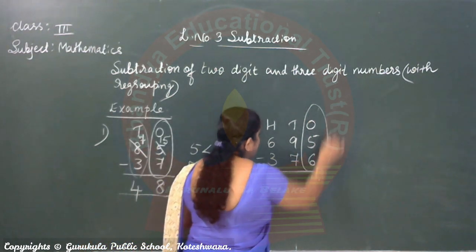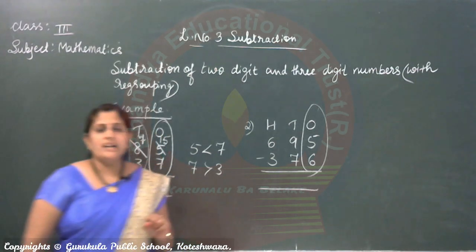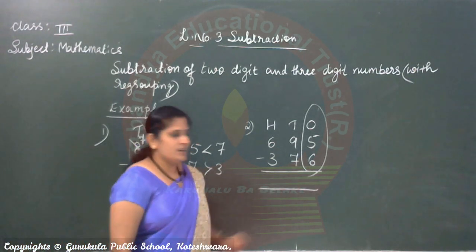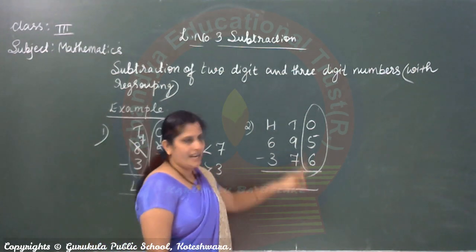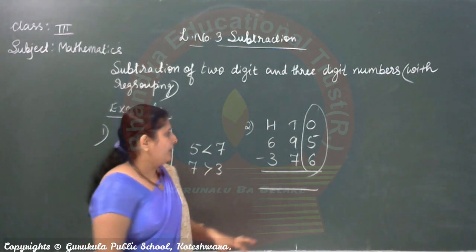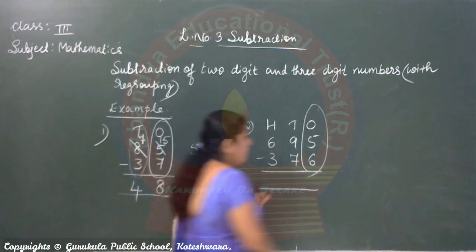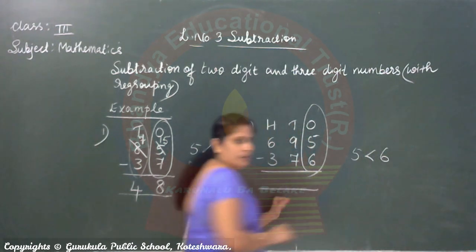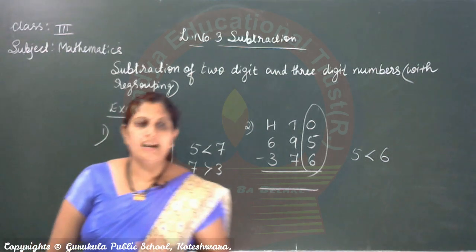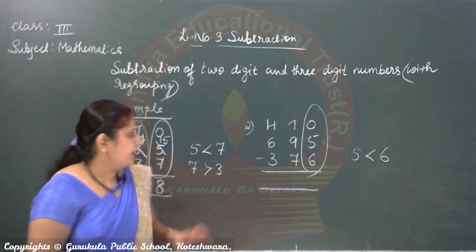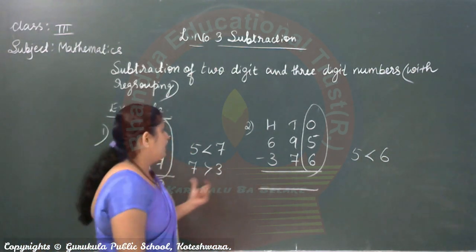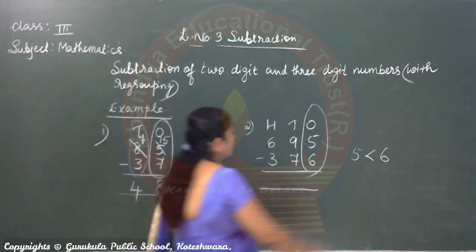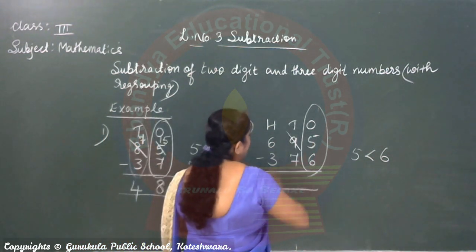Now go through the digits in the ones column. That is 5 and 6, correct? 5 is less than 6. We can't subtract. So what do we have to do? Same method. We have to borrow 1 ten from the tens place.